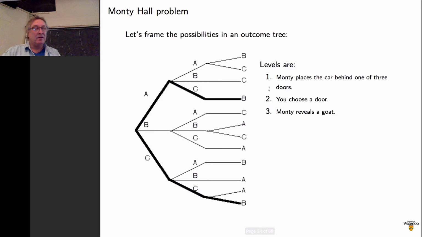Let's think about this. You want to frame this problem as an outcome diagram. And there are three levels going on here. The first one you have to think about is that Monty has to place the car somewhere. So you've got three doors, A, B, and C. Monty's going to place the car behind door A or B or C. Then, given that it's placed, you come there as a contestant, and you're going to choose one of A, B, or C. If he puts it behind A, you're going to choose A, B, or C. Puts it behind B, you still have the three choices. Every time you've got those three choices.